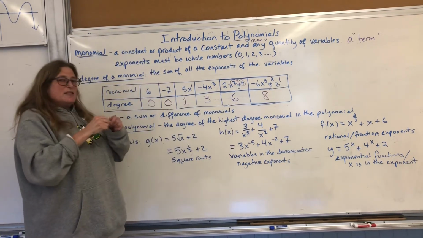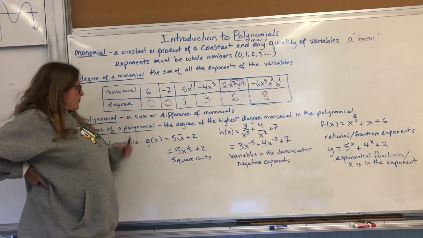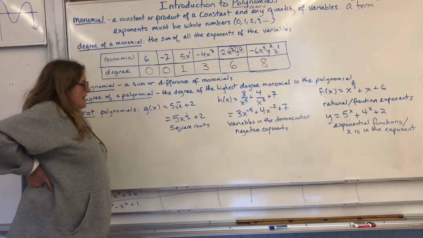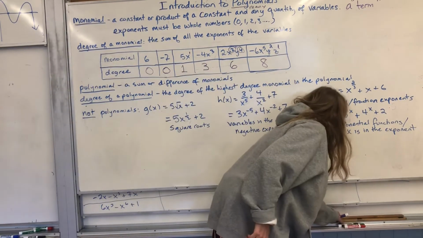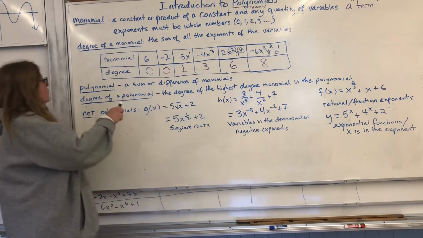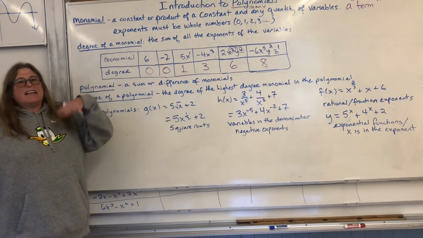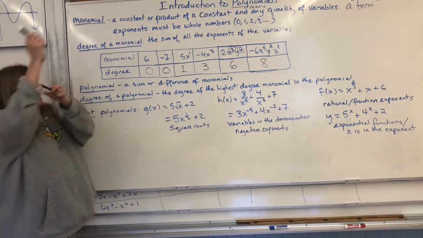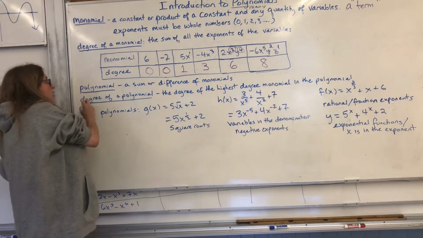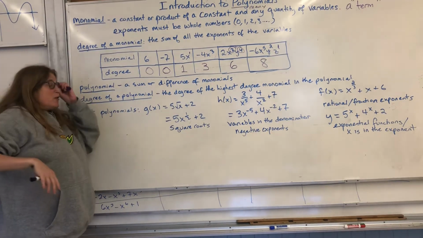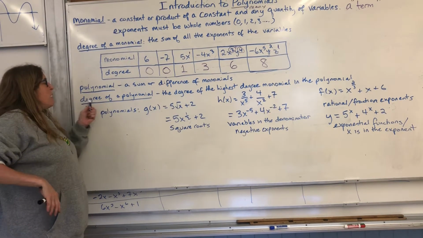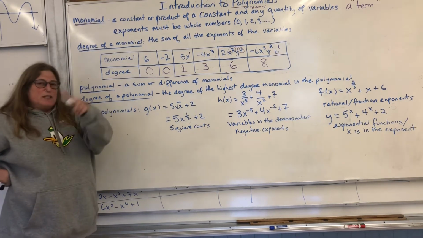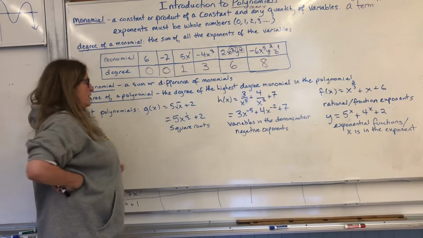Right, so those are all single terms. Now, what if we start putting pluses and minuses between those terms? If we start doing that, then we have polynomials. So a polynomial is taking monomials and adding them and subtracting them, putting them like 6x plus 2 minus 3x, like that. Even though I have a bunch of different terms, I can find the degree of the polynomial by picking the term with the highest degree, and that's the one that determines the entire degree of the polynomial.